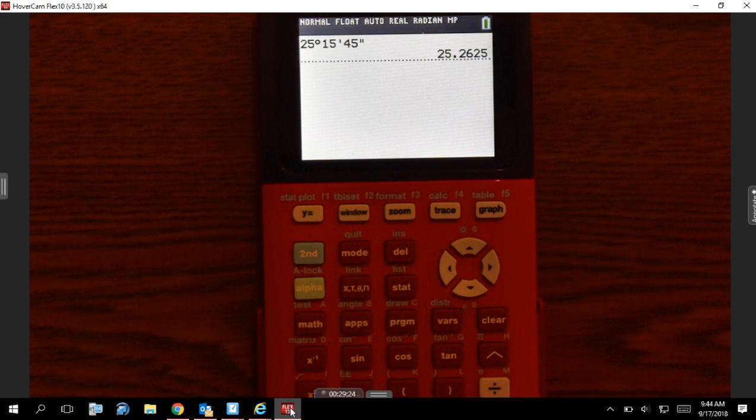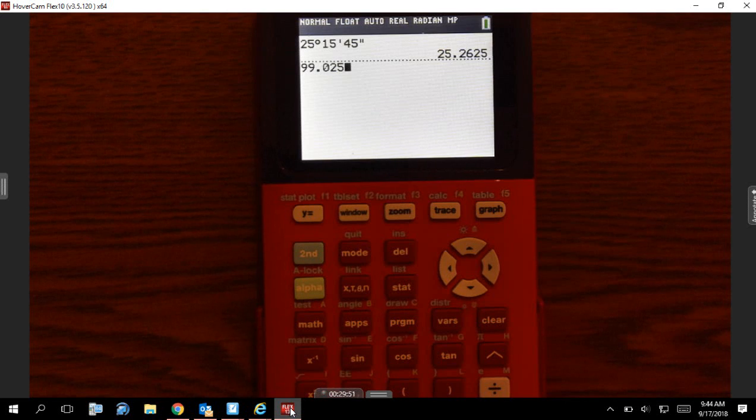So if you need to convert, you can use your calculator. If you don't have your calculator, I guess you're going to have to do it by hand. We can also convert from decimal form into degrees, minutes, and seconds. And I gave you a 99 point something. I forget. Where is it? 0.252. Thank you. So we can convert that into the degrees, minutes, and seconds.